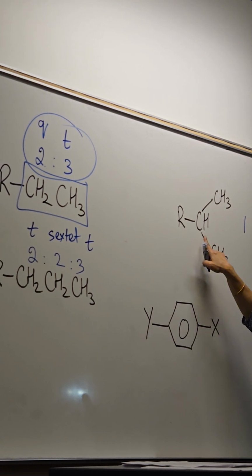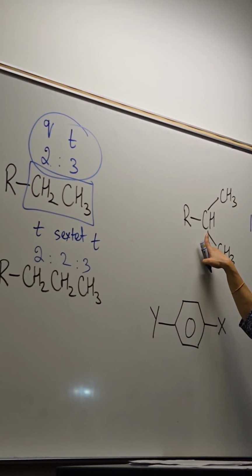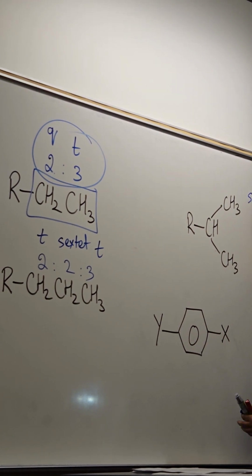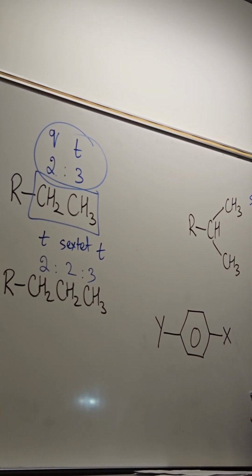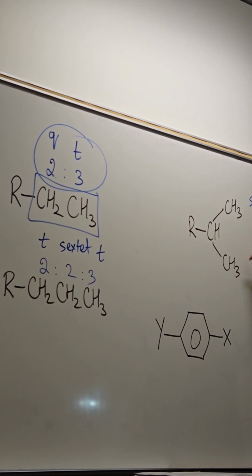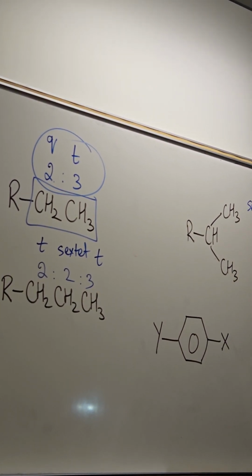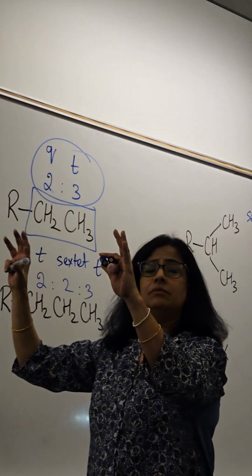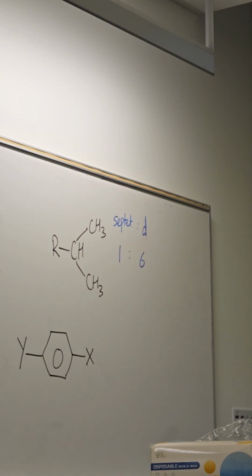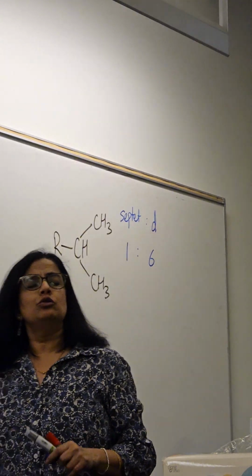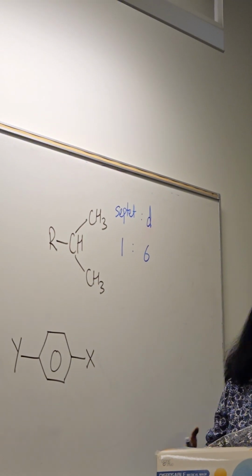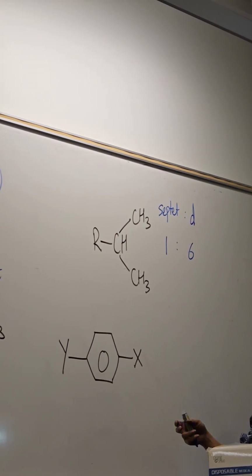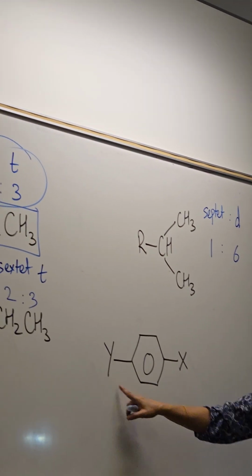Agree? What do you expect this one's multiplicity to be? 1 plus 6 is 7, septet. And what about these methyls? What do we expect that multiplicity to be? Doublet. Very, very clean patterns. If you see a septet and a doublet integrating for 1:6, that's an indication of an isopropyl group. Really helps.